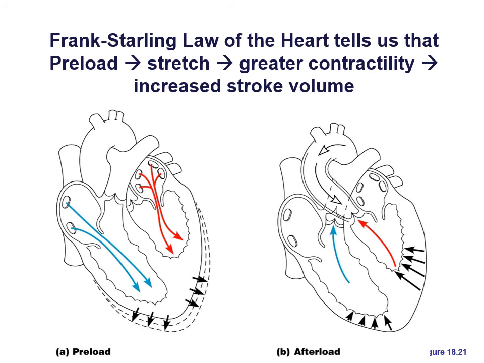Afterload. Too much pressure in the arteries. The ventricles can't push as much blood into that high pressure artery. Blood backs up into the ventricle. You will decrease contractility.